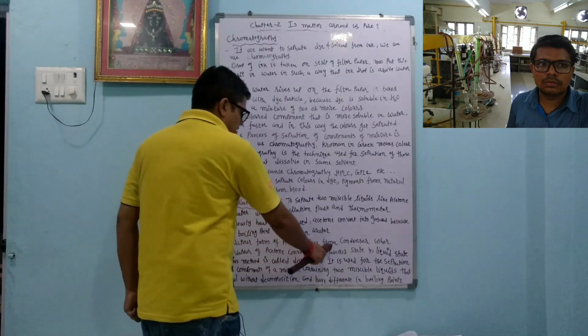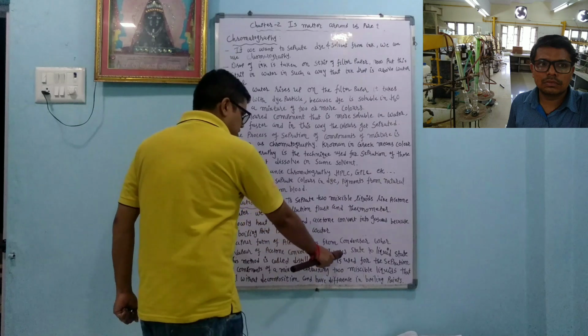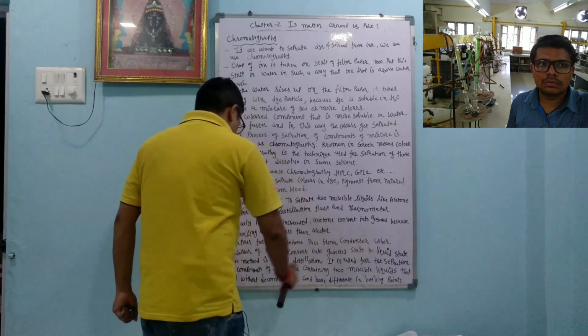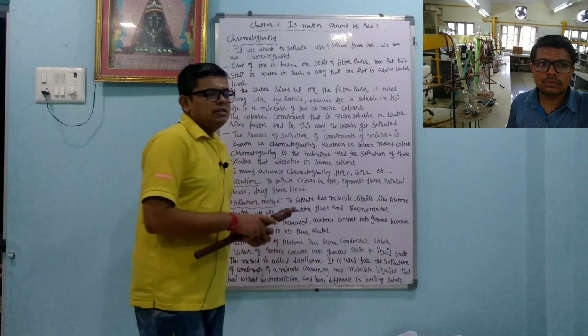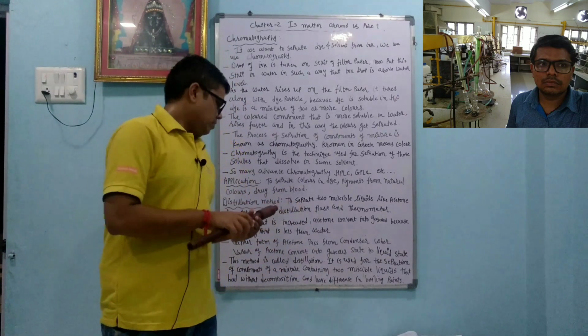The vapor form of acetone passes through the condenser, where the vapor of acetone converts from the gaseous state to the liquid state. This method is called the distillation technique. Like that we can separate two miscible liquids.